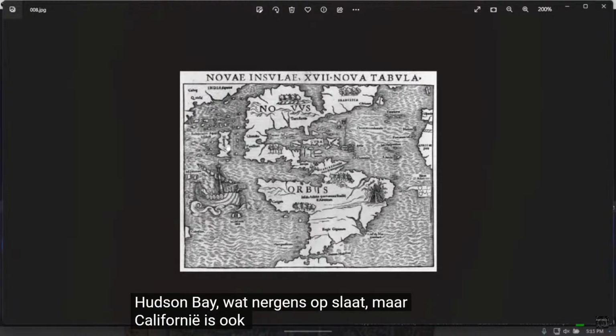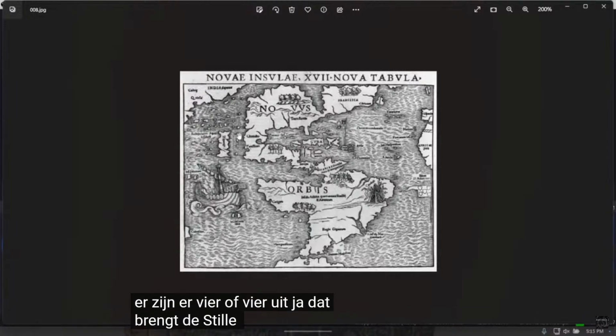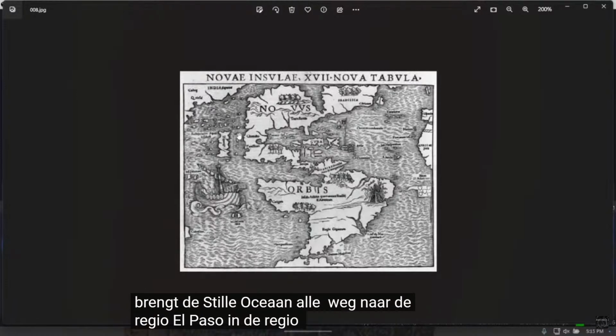Look, California's separated on this one as well. And how far out is it as well? And you've got the same islands in there. Man, that's far off. Yeah. That brings the Pacific all the way into the Texas region. Yeah. El Paso, see? Yeah.